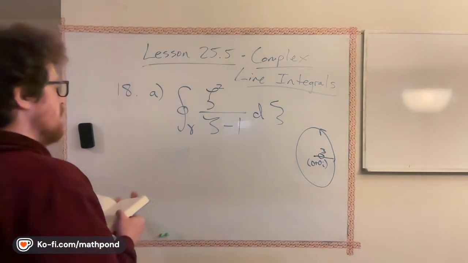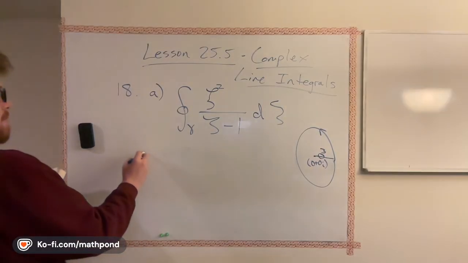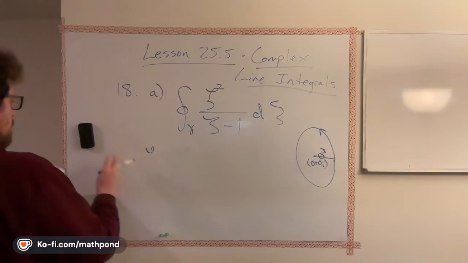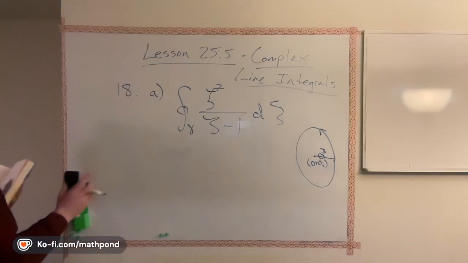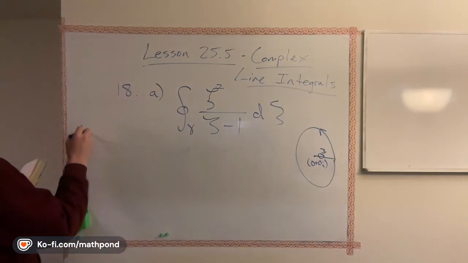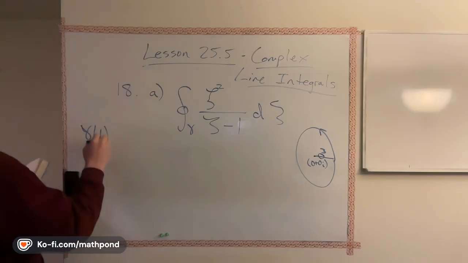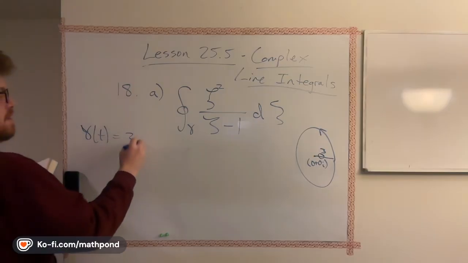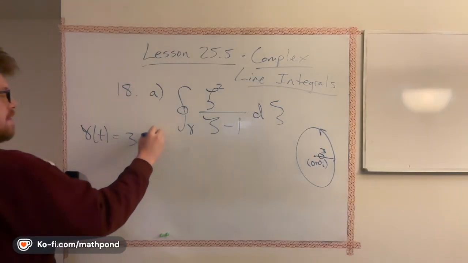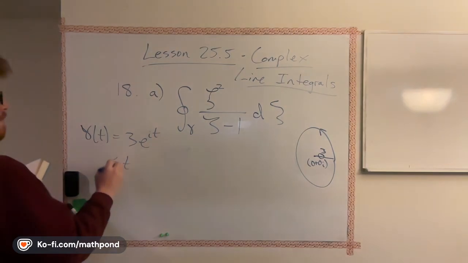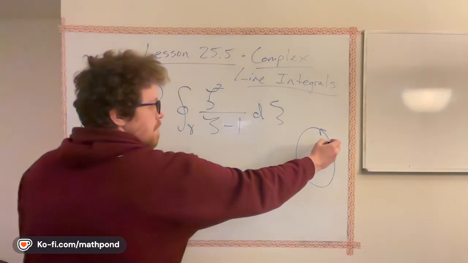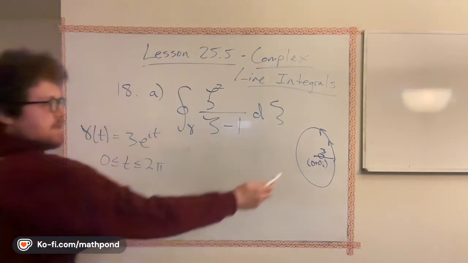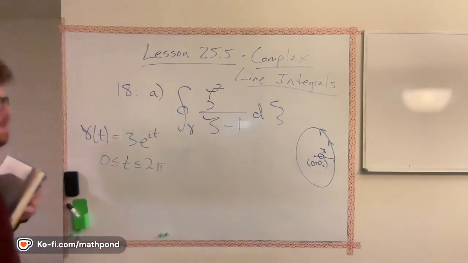So we can parameterize the curve gamma by, oops. Let's put the parameterization over here. So gamma of t, I don't know why I can't write gamma all of a sudden. So this is 3 e to the i t, and t is going to go from 0 to 2 pi. This just parameterizes our circle of radius 3, going around the outside once.